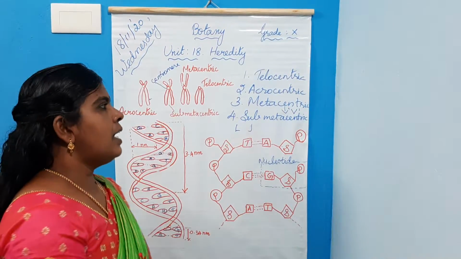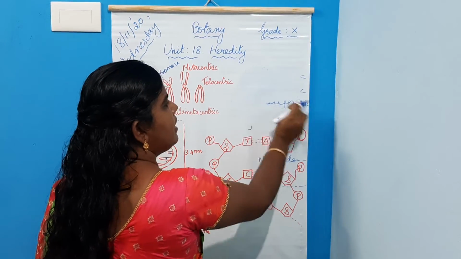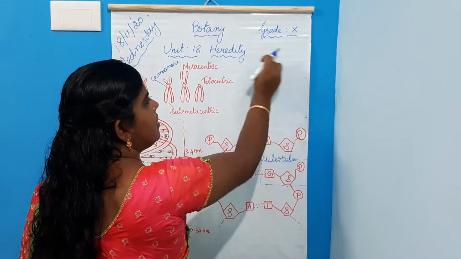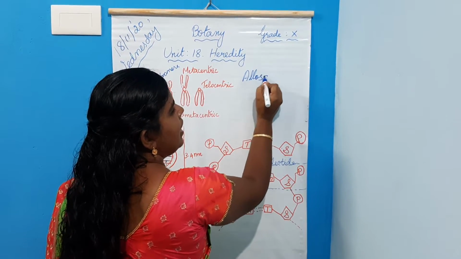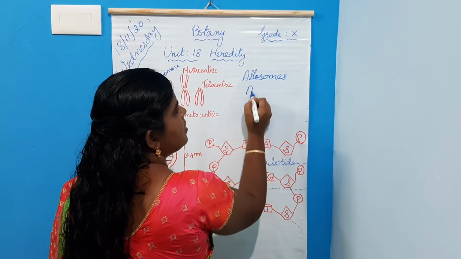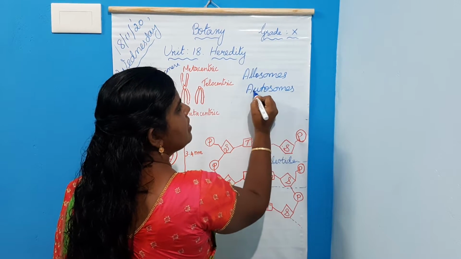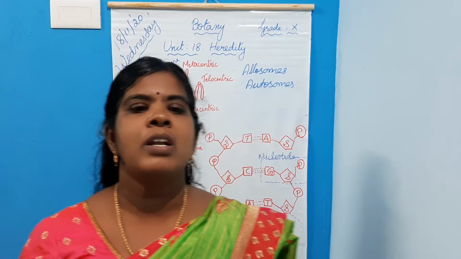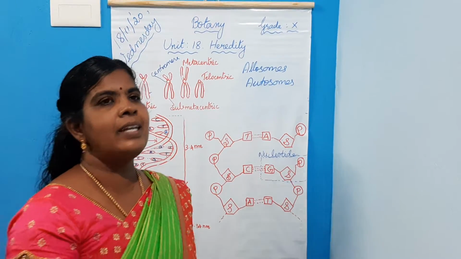Next is the types of chromosomes based on their function. Based on their function, the chromosomes are of 2 types. They are allosomes and autosomes. Eukaryotic chromosomes are classified into autosomes and allosomes.